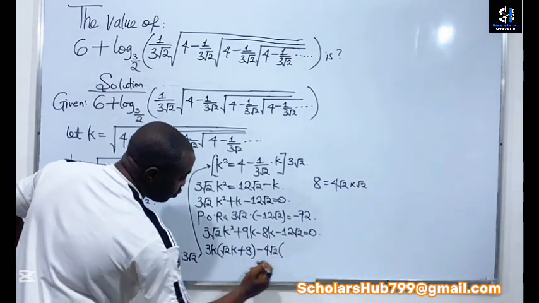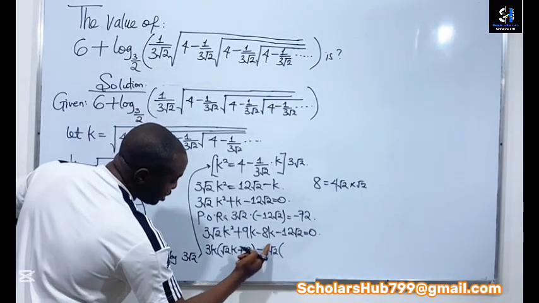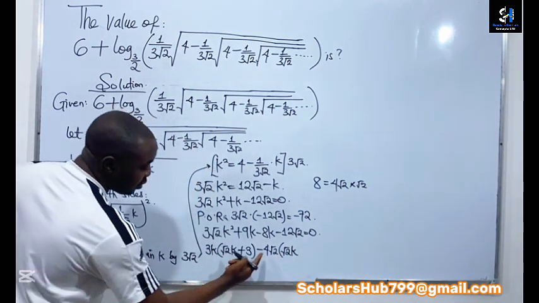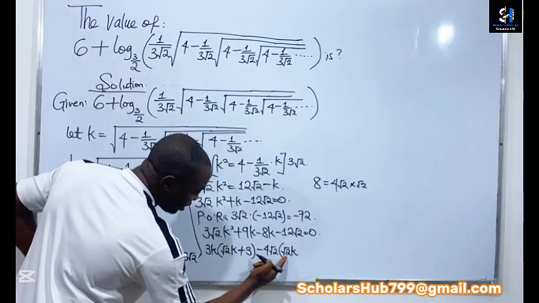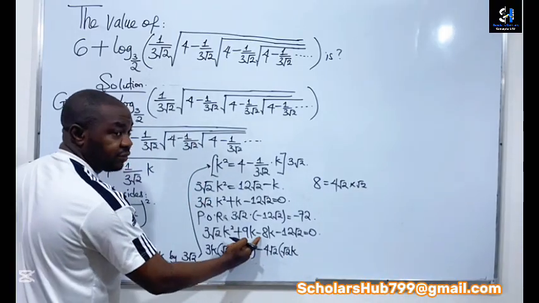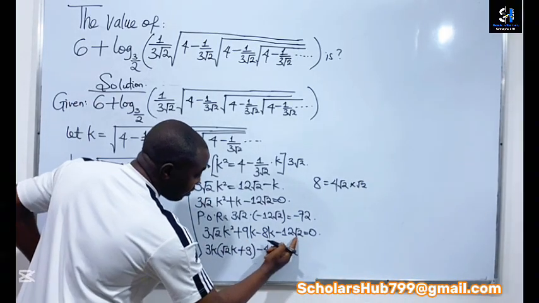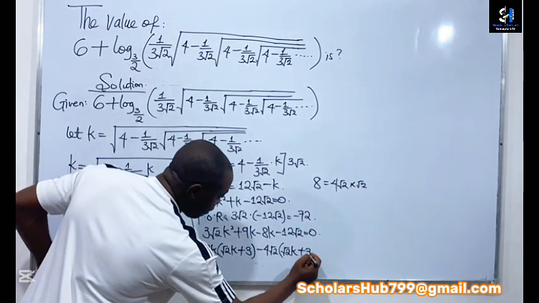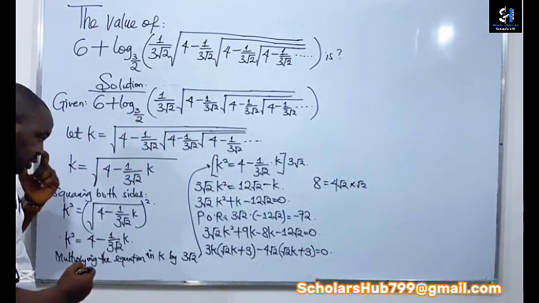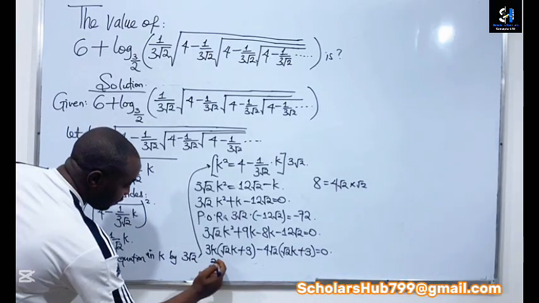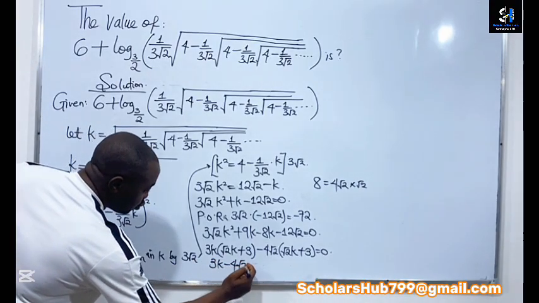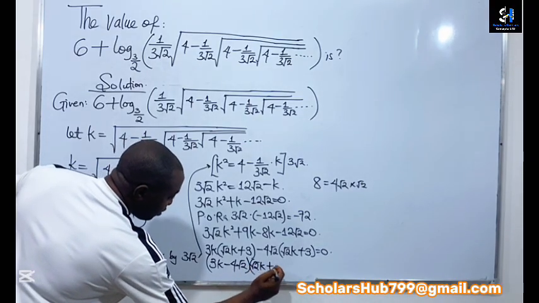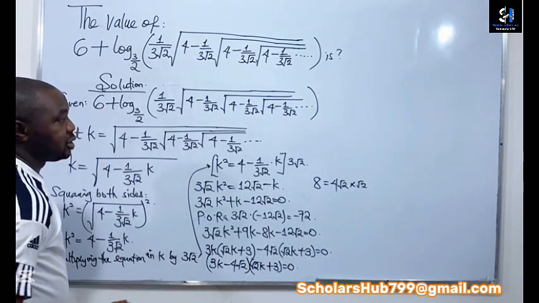Negative 4 root 2. 8k minus 8k divided by negative 4 root 2 will give us root 2k, because minus 4 root 2 times root 2k will be negative 8k. Now, minus 12 root 2 divided by minus 4 root 2 will be plus 3, and this equals 0. All right, so now we have 3k minus 4 root 2 multiplied by 2 root 2k plus 3 equals 0.